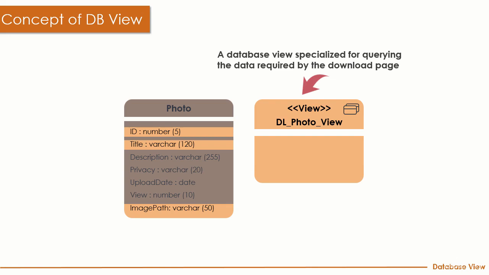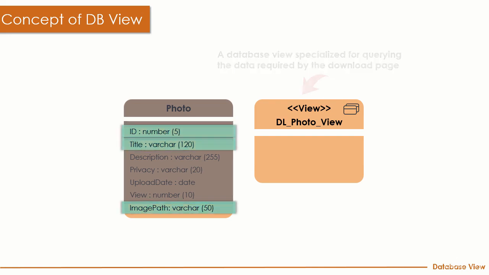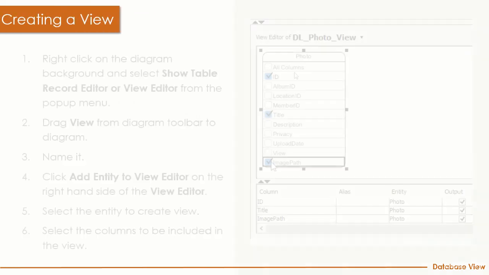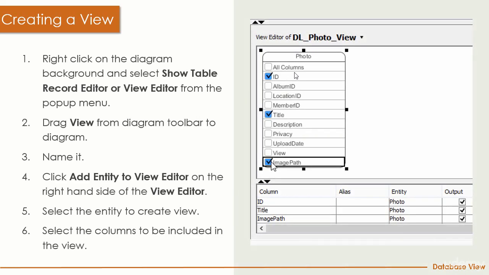To do that, we can create a view. For example, we call it DL photo view. Then we just get 3 columns and show them in the view. So when you query this view, you just get all the data you want instead of a lot of columns returned. Creating a view in Visual Paradigm is easy. Let me just show you now.